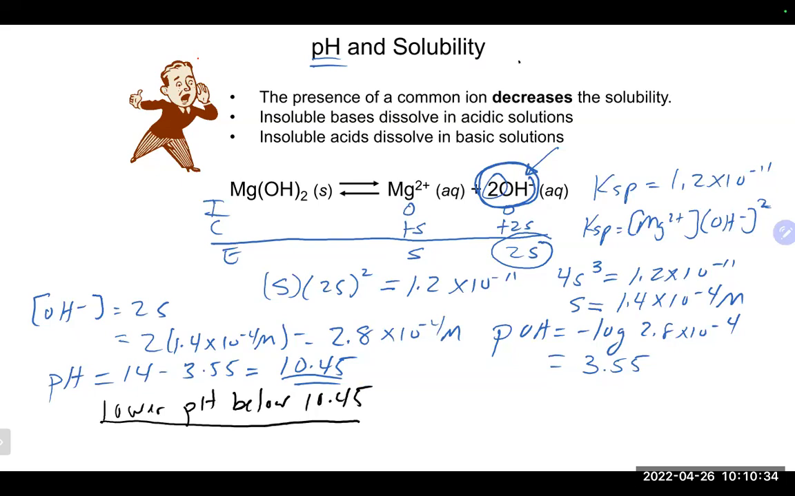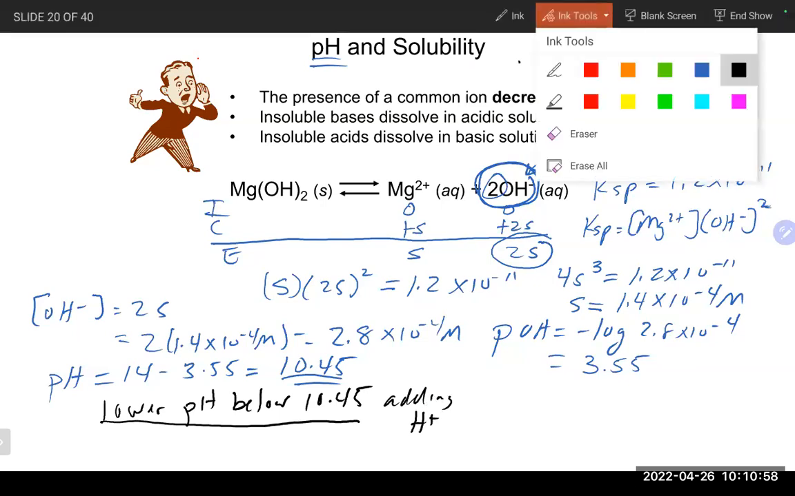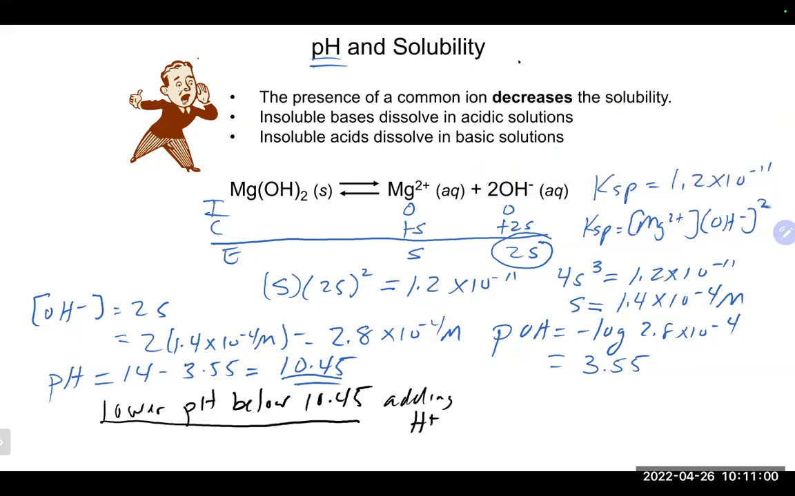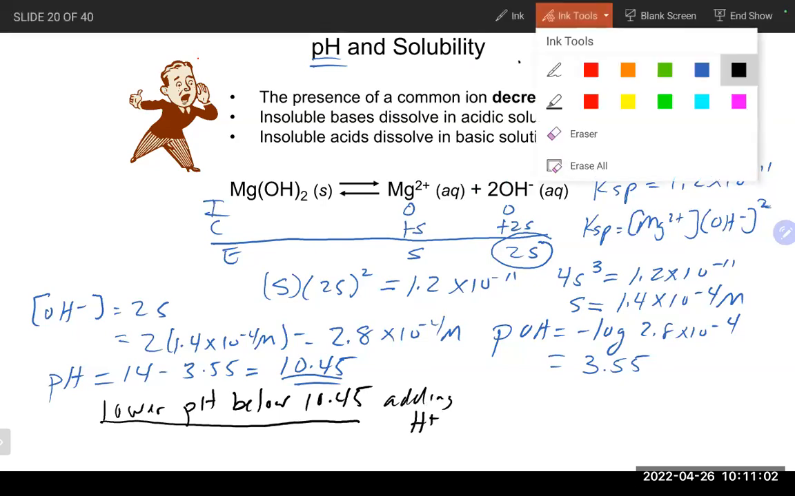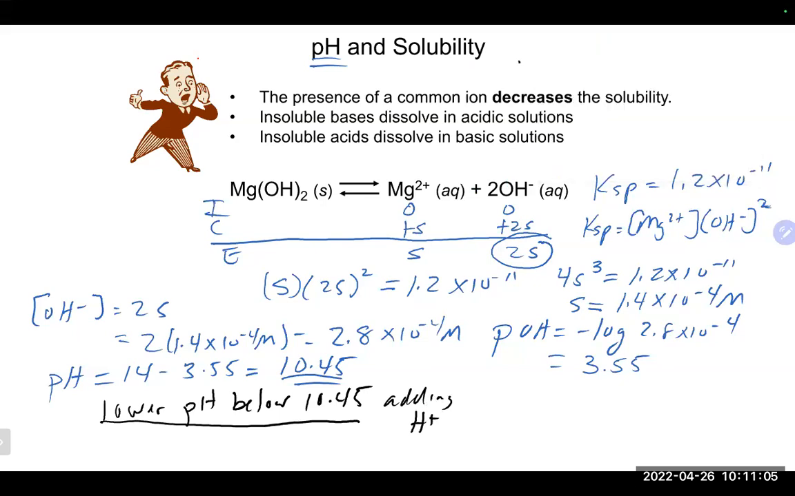How would I drop a pH? What would I need to add? You lower the pH by adding acid or base? Acid, right? So when we would add acid to lower our pH, we would essentially be adding H plus, which, if we look at our equation up here, I'll clean it up a little bit there. If I add H plus to this equation, what is going to happen?